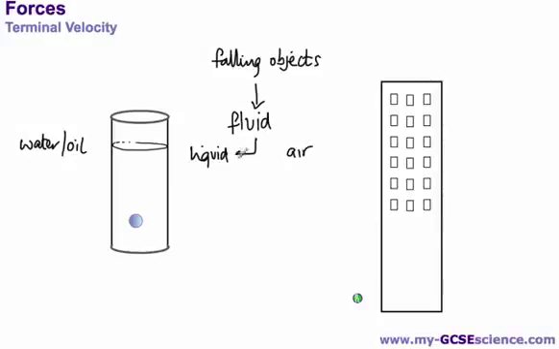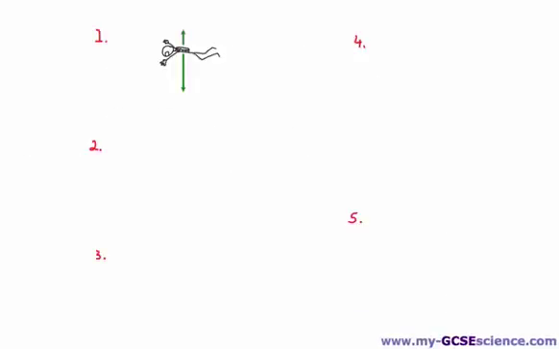So it's to do with objects falling through liquid or air, and we say it's objects falling through fluids, which is actually specifically stated in the specification. But what we're looking at is the types of forces that act on these objects and what effect the forces have on the movement of an object that's falling. Now, the classic example that they give is the parachutist. Again, they do mention parachutist in the specification, so let's look at how it works for one of those.